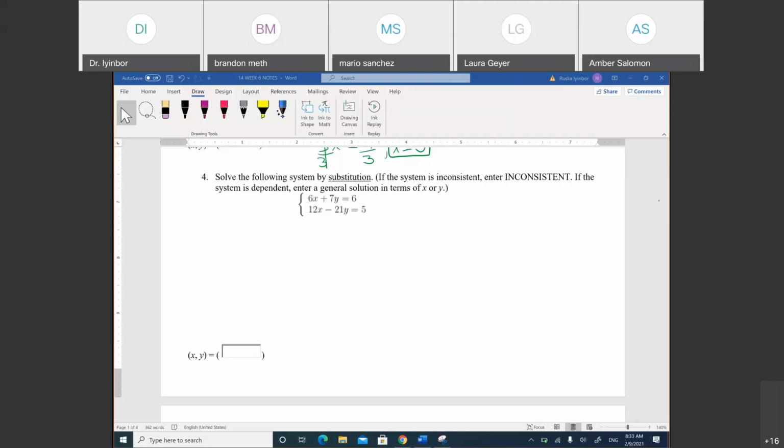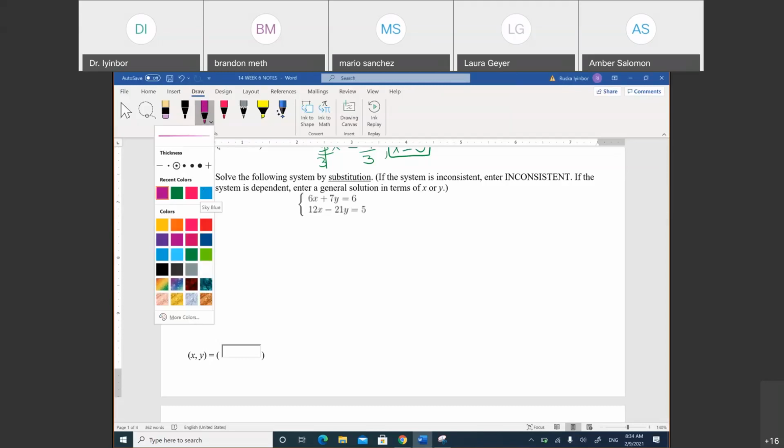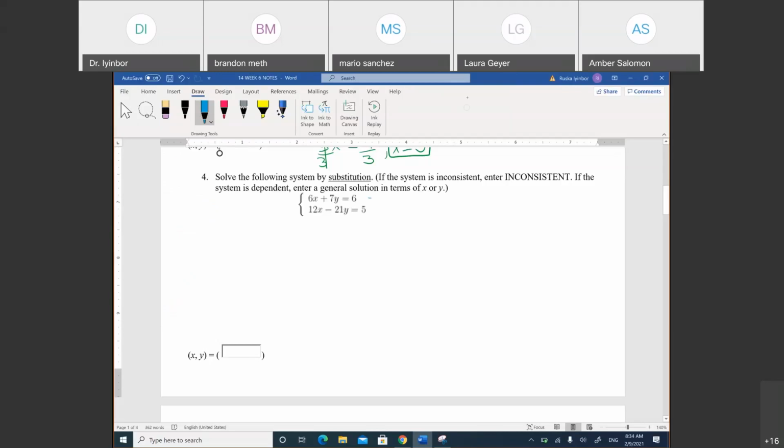Okay? So usually, how do I pick which one to start with? Usually I start with the equation with smaller coefficients. In this case, the first equation has smaller numbers in front of the x and the y, right? So I'm going to start with the first equation, because the numbers in front of x and y are smaller.